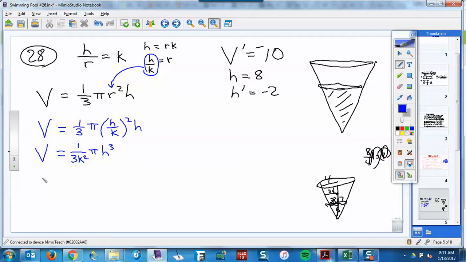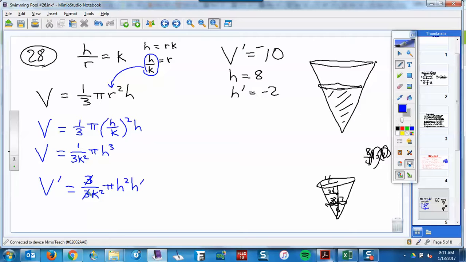So now what? Now you do your derivative. So you got V prime equals, and then the 1/3 squared times pi. I could put that pi on top, actually. And if I bring the 3 down in front, that 3 would cancel that 3. And then I'd get H squared H prime, correct? Let's bring the 3 there. That would cancel that 3.